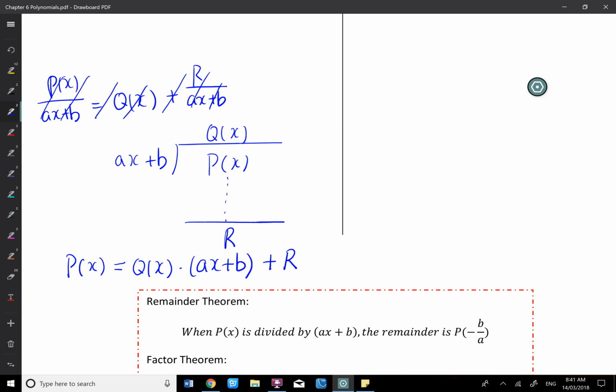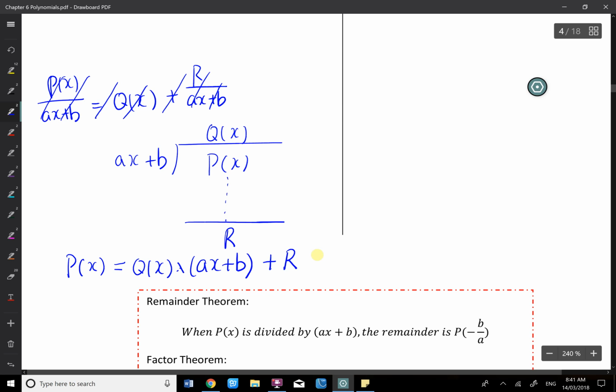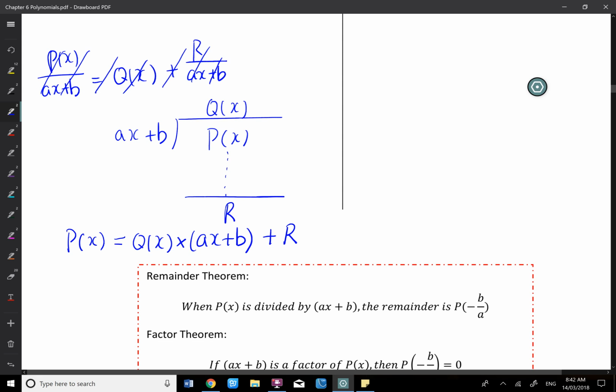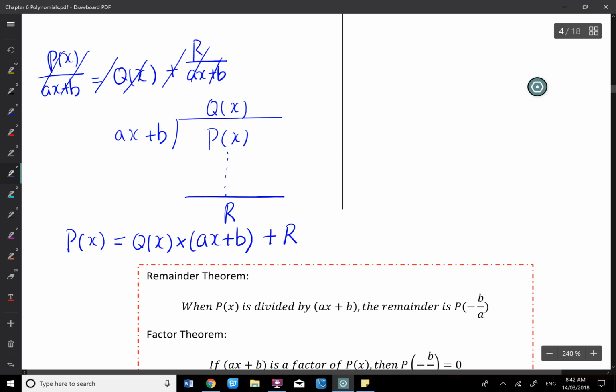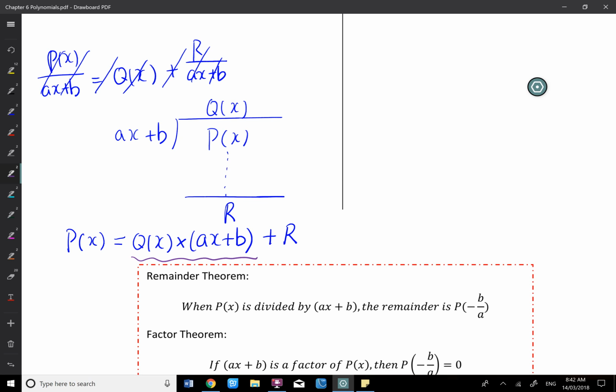Let's have a think. Yes, q(x) times ax plus b. I will write a times sign here. Have a think. If I want to know what r is, and I don't want to do this long division, think about it: I don't really do a number long division here. That's just a representation. I divide by ax plus b, I will have a q(x), and I have some remainder. That's just the structure. If I can make this term become 0, I will get my remainder, right?